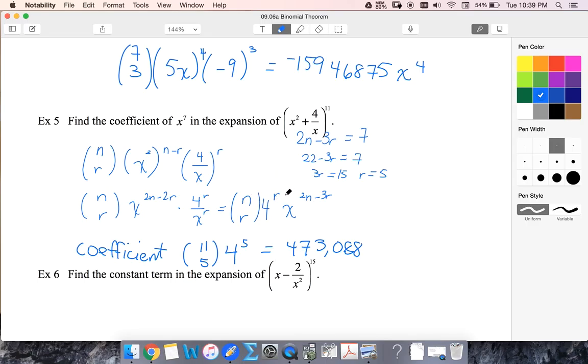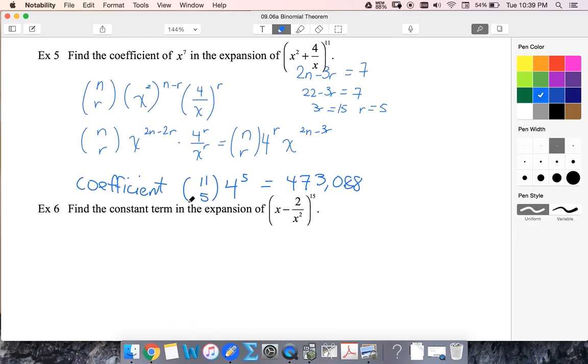So make sure you answer the question. Constant term, in this case, I'm going to want to wind up with a power of x to the 0. So this is a very similar problem. I'm going to leave it for you to solve, and I'm going to write up the solution so you can check it.